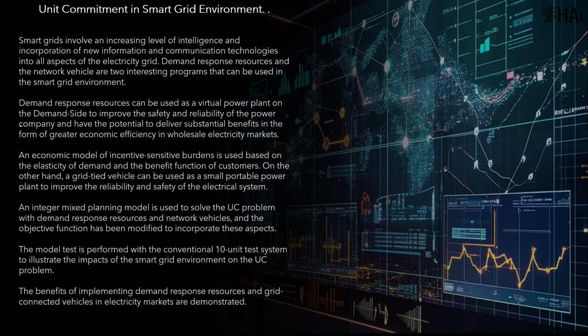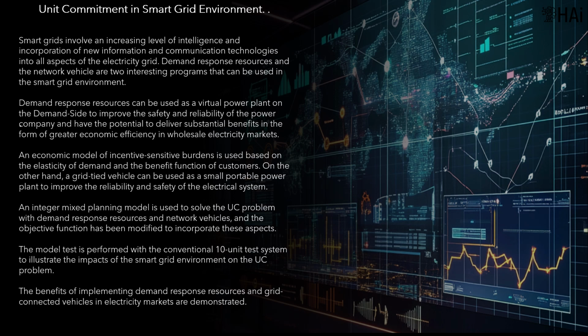Demand response resources and the network vehicle are two interesting programs that can be used in the smart grid environment. Demand response resources can be used as a virtual power plant on the demand side to improve the safety and reliability of the power company and have the potential to deliver substantial benefits in the form of greater economic efficiency in wholesale electricity markets. An economic model of incentive-sensitive loads is used based on the elasticity of demand and the benefit function of customers. On the other hand, a grid-tied vehicle can be used as a small portable power plant to improve the reliability and safety of the electrical system.